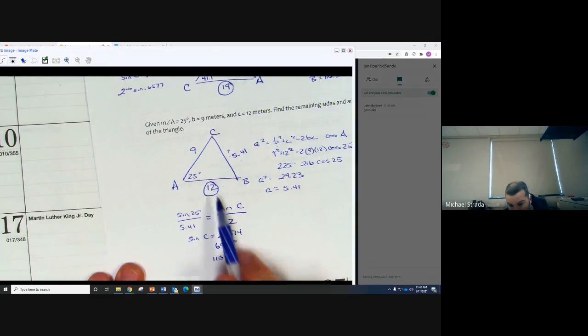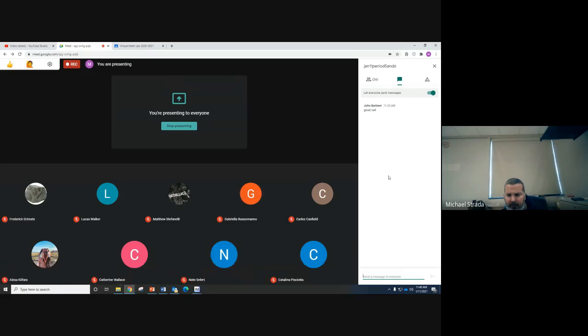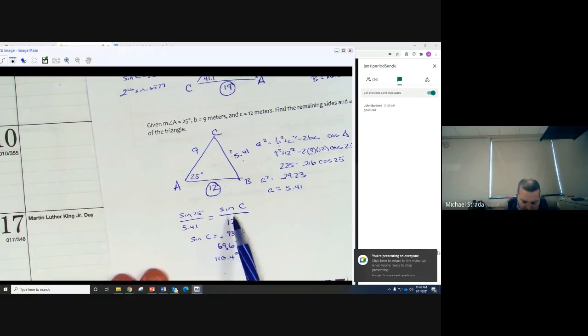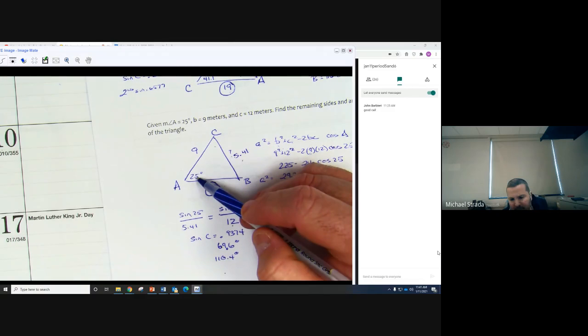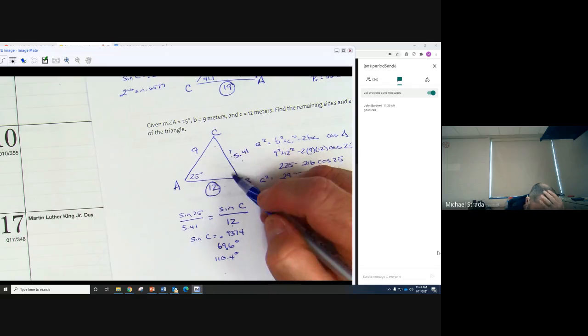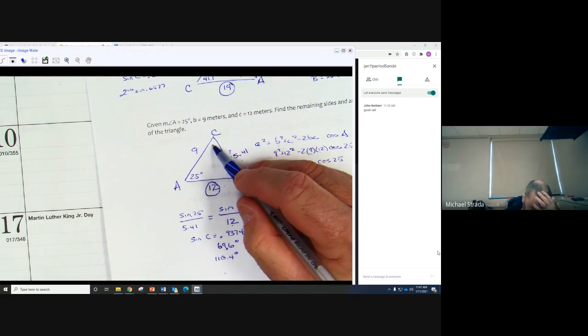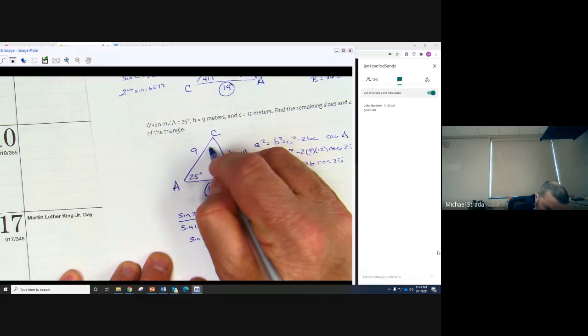All right, 12 is the biggest side. Okay, so that means the angle has to be the biggest angle. If I make it 69.6, 69.6 plus 25 is 94.6. That would leave 85.4 for the remaining angle. Unfortunately, that can't happen because that angle can't be bigger than that angle. So I get rid of the 69.6. So this has got to be 110.4.